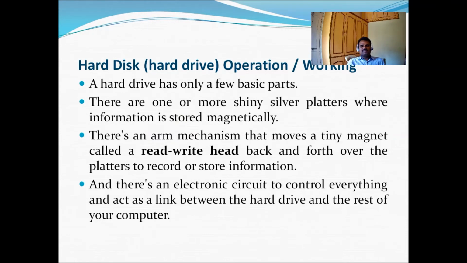Hard disk operation. A hard drive has only a few basic parts. There are one or more shiny silver platters where information is stored magnetically. There is an arm mechanism that moves a tiny magnet called a read-write head back and forth over the platters to record or store information. And there is an electronic circuit to control everything and act as a link between the hard drive and the rest of the computer.